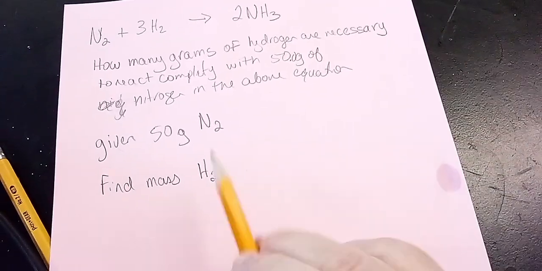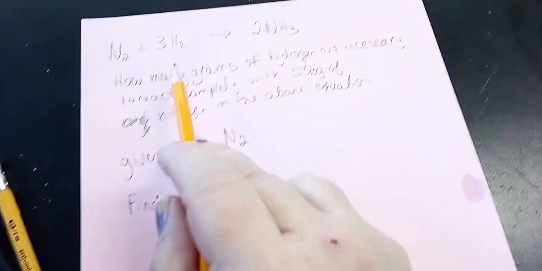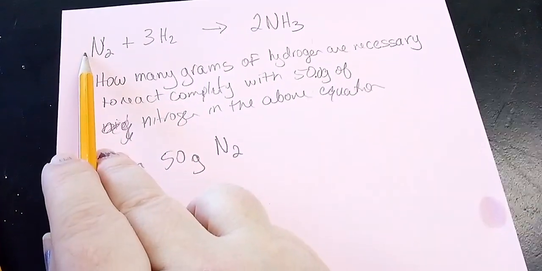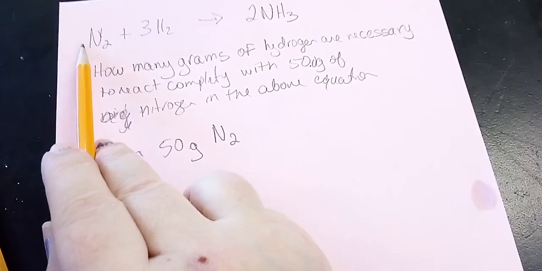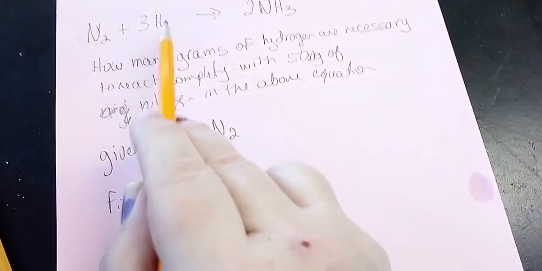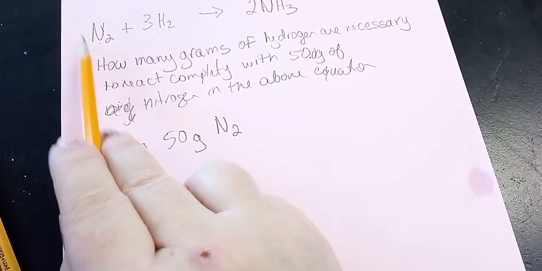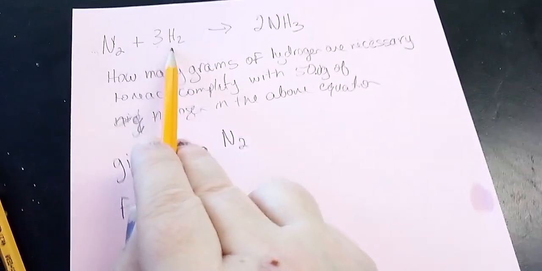So the second step would be to find the ratio. So I can look at the equation here, and like I explained, when there are no coefficients, you assume that there's a 1 in front of it. So I can see that the ratio of nitrogen to hydrogen is 1 to 3. So for every mole of nitrogen, I will have to have 3 moles of hydrogen.